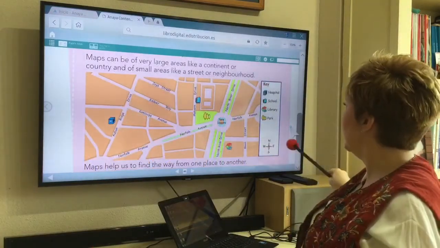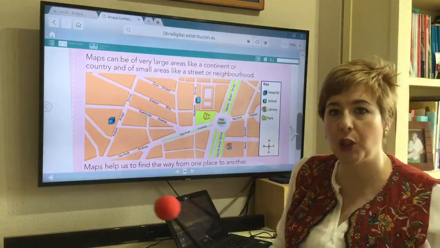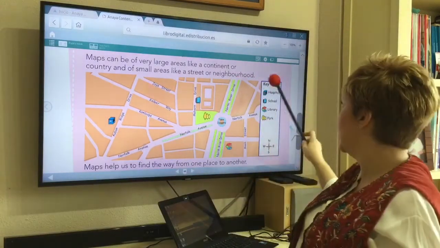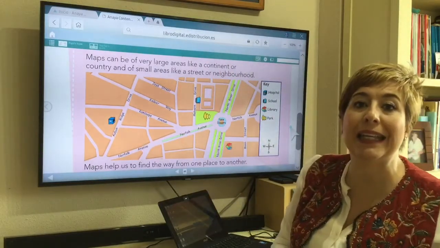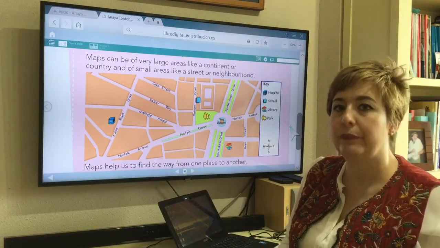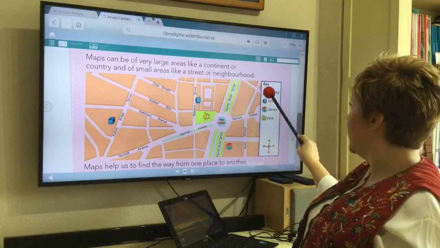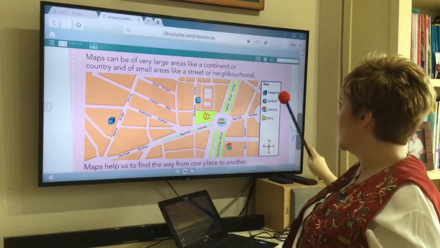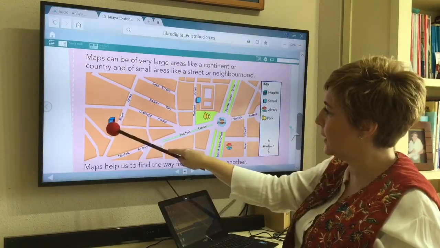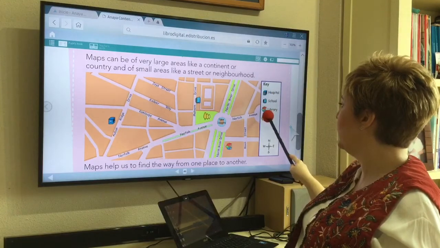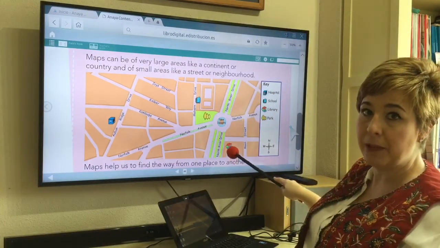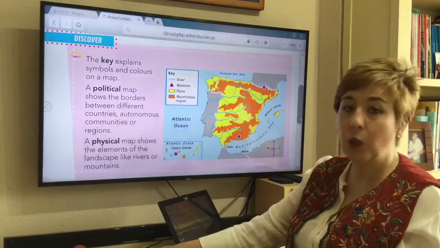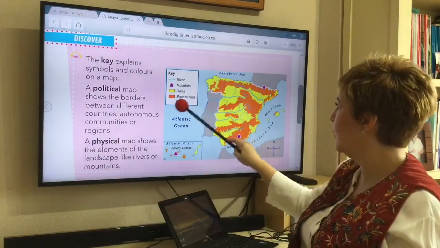In a map, you have the information in a box or in a rectangle or in a square. This box is called the key. So if you have this, it means that wherever you see this symbol, there's a hospital. So if this is the symbol of a hospital, this is a hospital. If this is the symbol of a library, this is the library. It's very easy. Page 42, and it tells you again about the key. This is the key of this map.